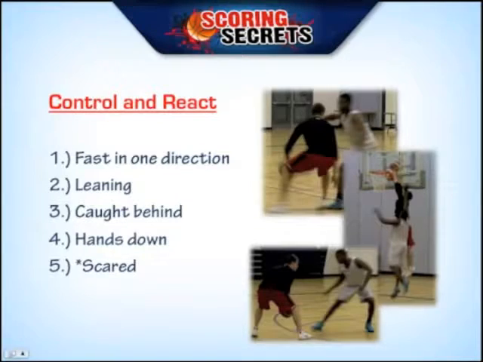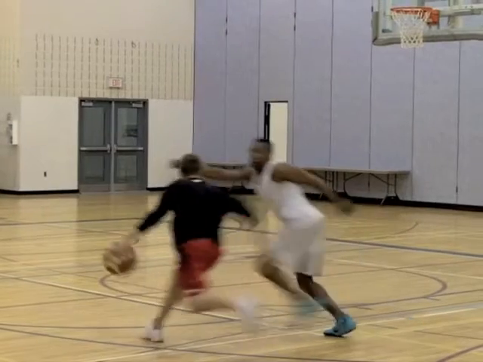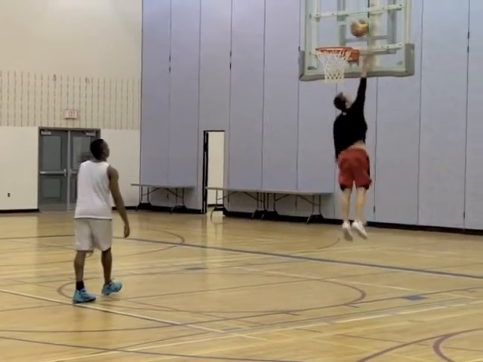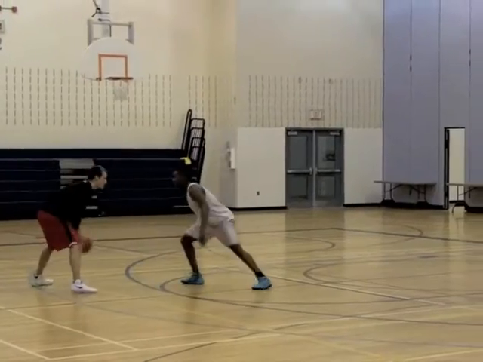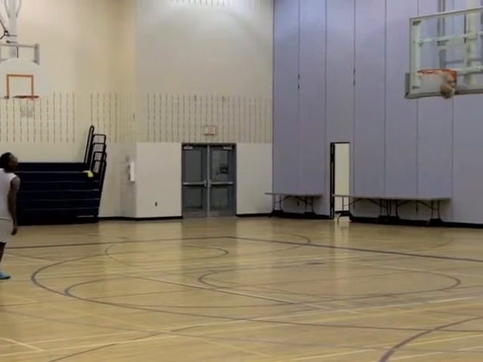So let's first talk about controlling and reacting. Again, just a quick overview. They're going to either move fast in one direction, they're going to lean backwards, forwards, or to one side. They're going to get caught behind you with their hands down, or they're going to become just scared of you.